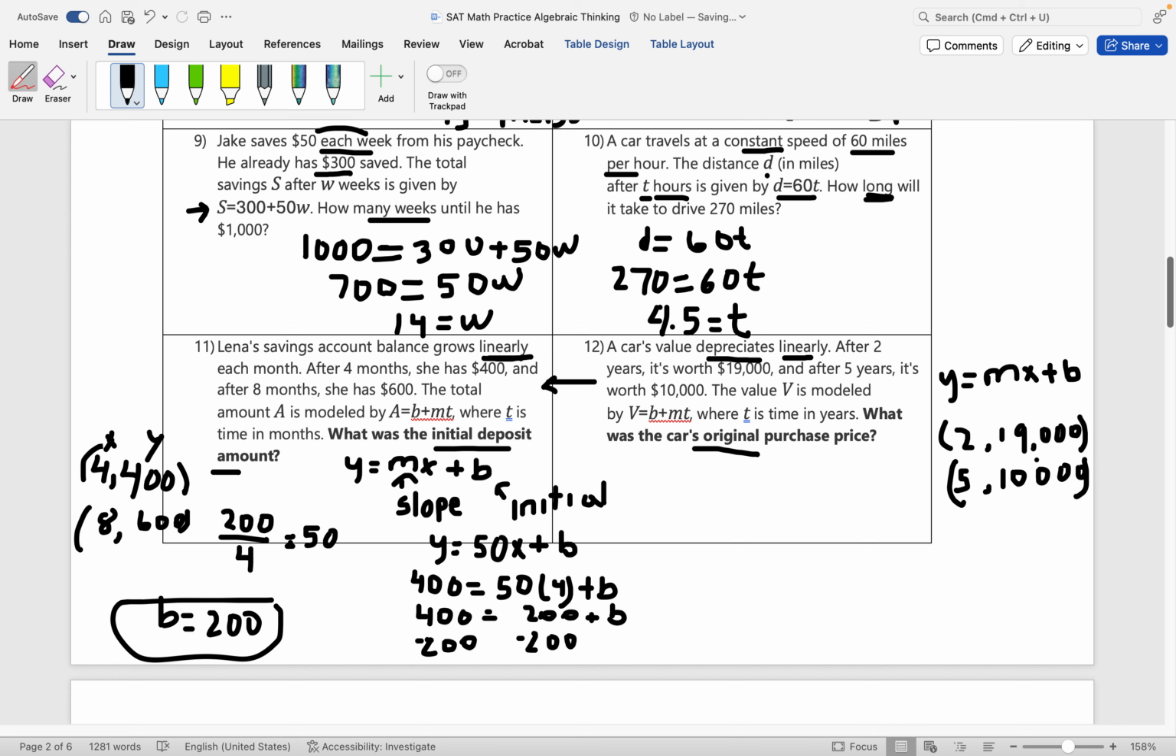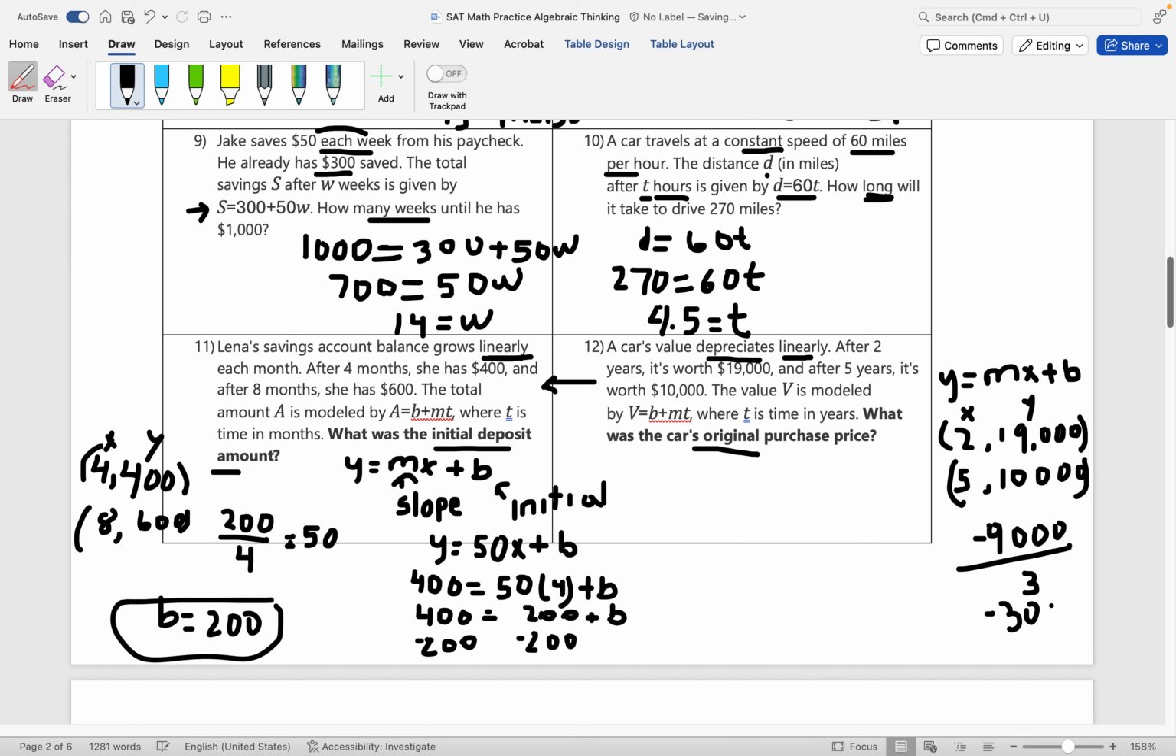All right, so let's find the slope. Remember the slope is the difference in the y over the difference in the x. This is y and this is x. From 19,000 to 10,000, the amount went down. That means it's going to be a negative value of $9,000. So it went down by 9,000, so I'm going to put negative 9,000. And now the change in x is from 2 to 5, which is 3. So negative 9,000 divided by 3 is negative 3,000.